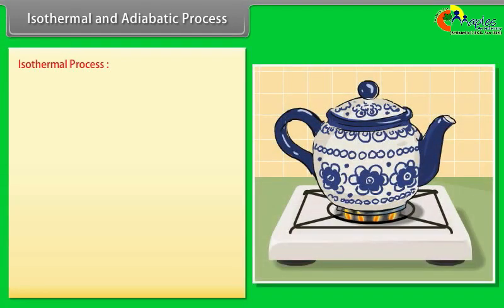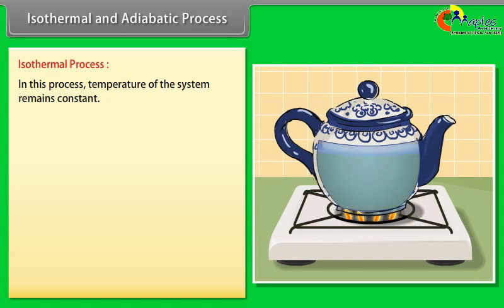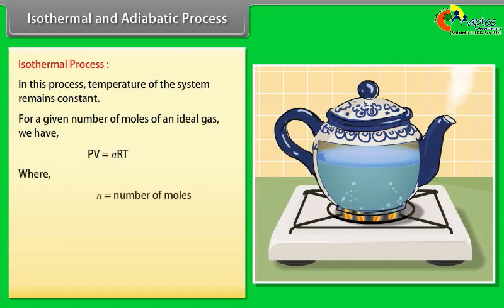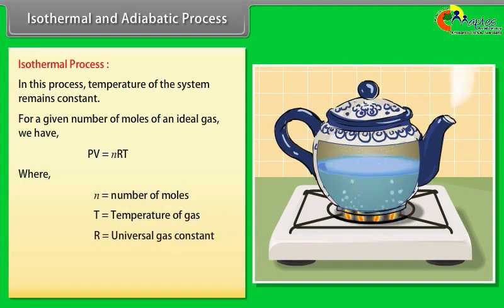Isothermal and adiabatic process. Isothermal process. In this process, the temperature of the system remains constant. For a given number of moles of an ideal gas, we have PV is equal to nRT, where n is equal to the number of moles, T is equal to the temperature of the gas, and R is equal to the universal gas constant. Since T is constant, therefore PV is also constant.